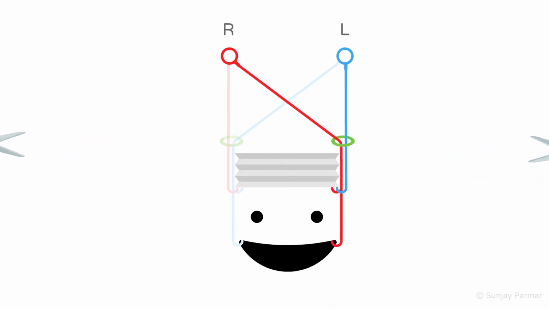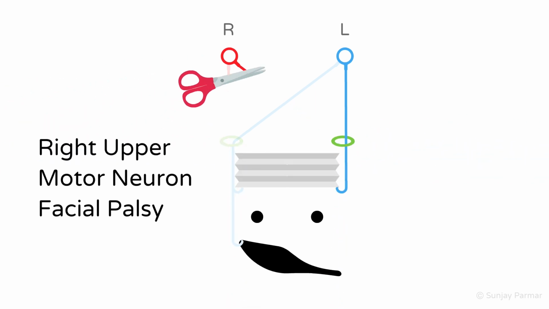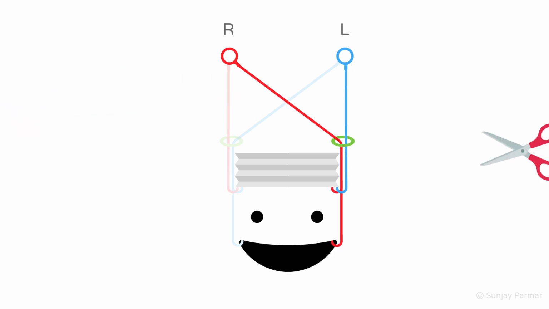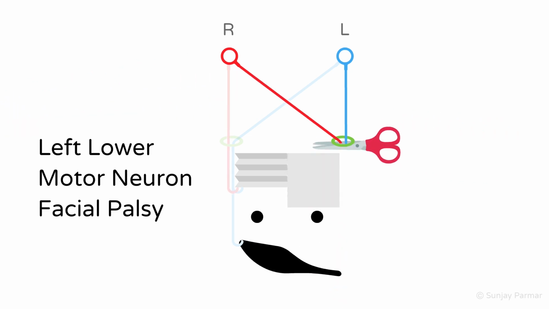In summary, an upper motor neuron facial palsy causes opposite lower facial weakness. A lower motor neuron facial palsy causes same-sided upper and lower facial weakness.